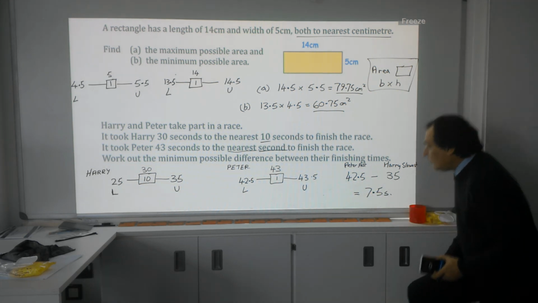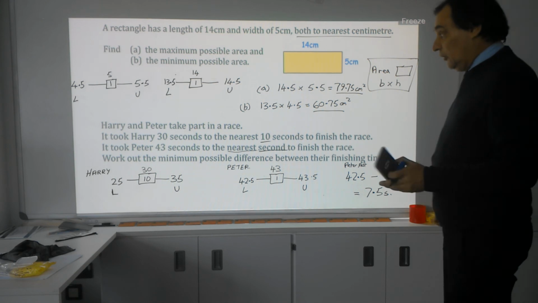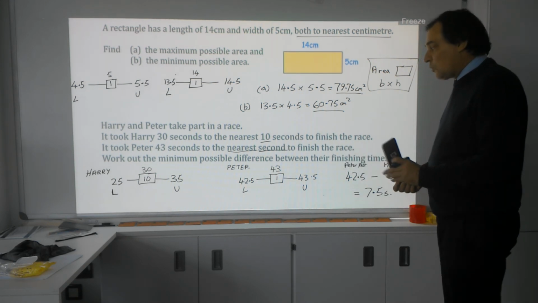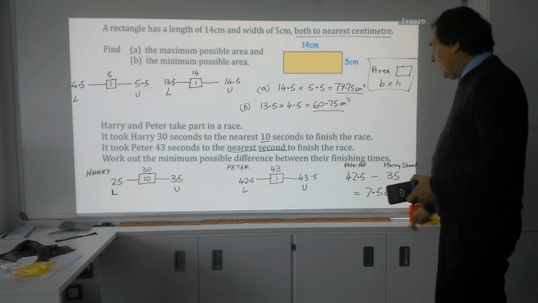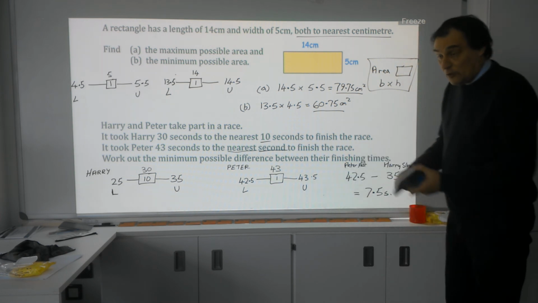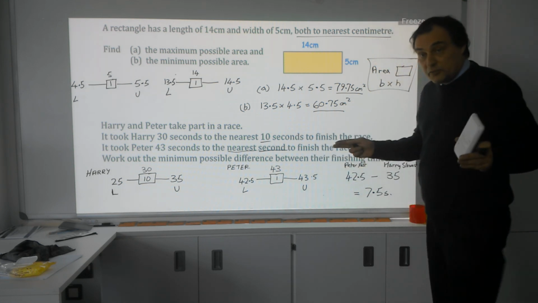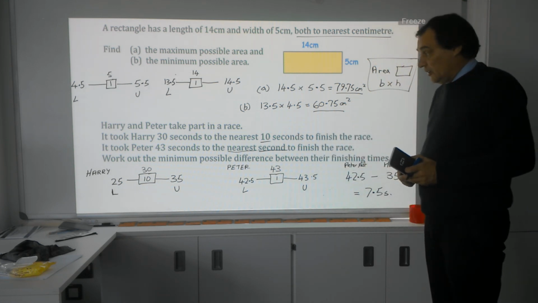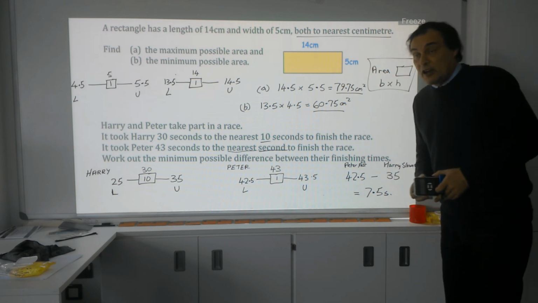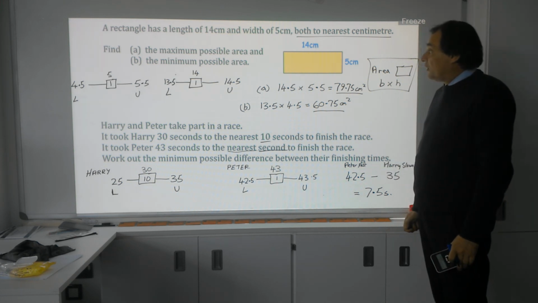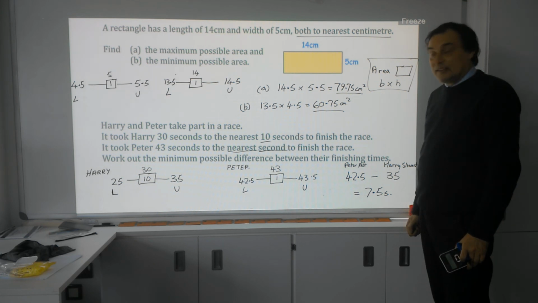If they were asking you for the maximum possible difference, all you would do is work it the other way around. You would take the 43.5, in other words Peter's slowest time, take away Harry's quickest time, and you get a much bigger difference between the two. So that's an introduction on how to apply the skill that we've learned in questions using upper and lower bounds.